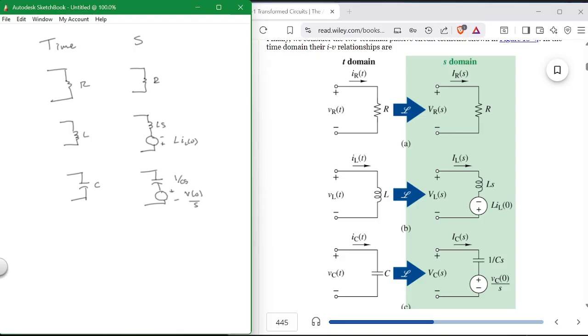Anytime you see a derivative of something over here, what do you write over here? Leo? If you see the derivative of something in this domain, what would you write over here? S. If you see the integral of something over here, what do you write over here? 1 over S. Okay? Does that make sense?